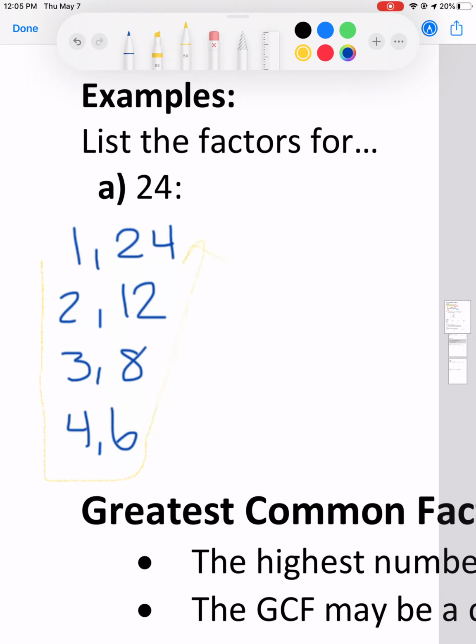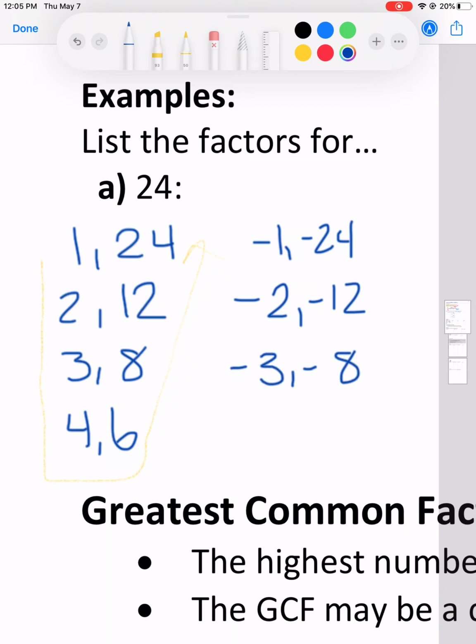So that's why some of you might have done 3 and 8, and then 2 and 12. Yeah, okay, that's fine. But I'm just doing it in an order so I can keep track of all the numbers. And then again, for our negatives, we do -1, -24, -2, -12, -3, -8, -4, and -6.